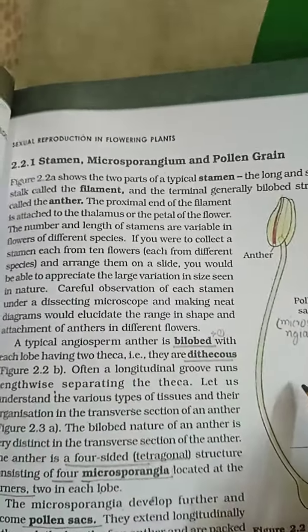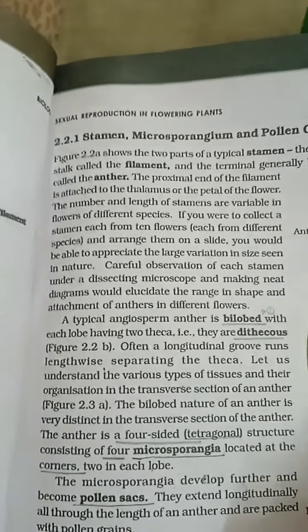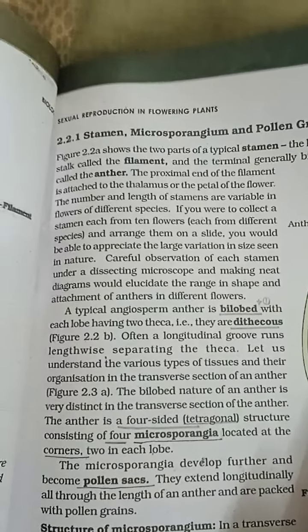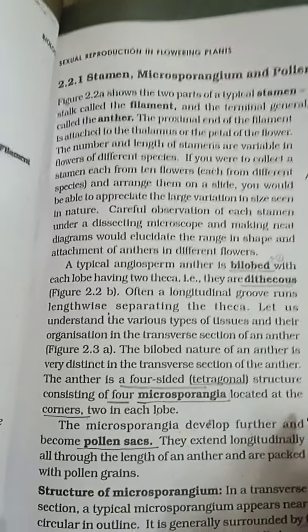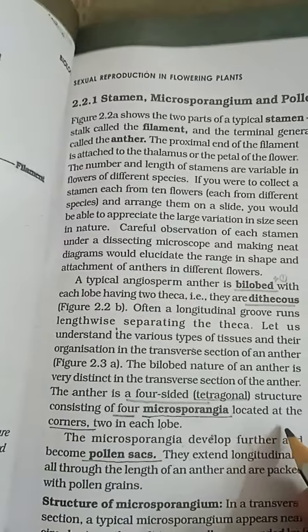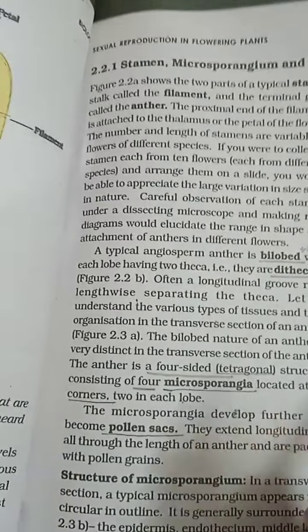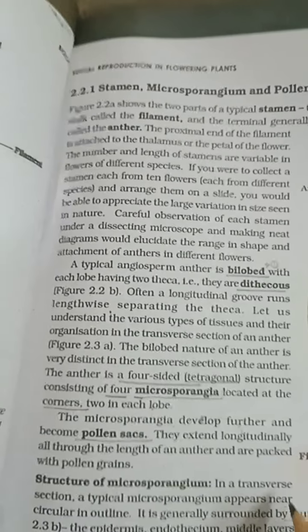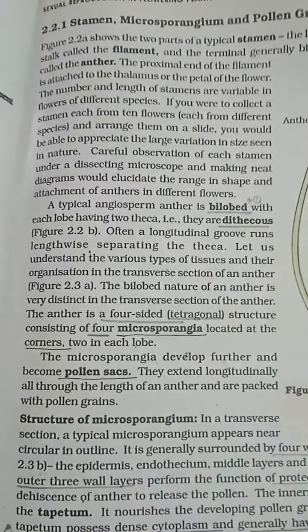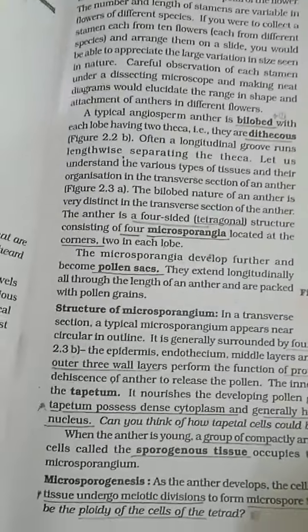And dithecous, each lobe having two thecae, total four thecae. Okay, four sided, 1, 2, 3, 4, that is why it is called tetragonal, four sided. That is four microsporangia, which help in the formation of the pollen sac. Inside the pollen sac, pollen grains are packed, which help in the formation of mature pollen grains.